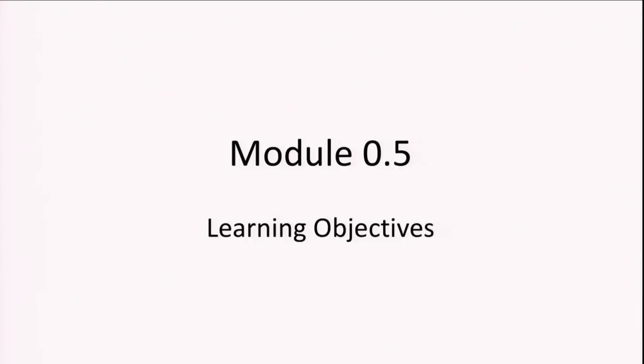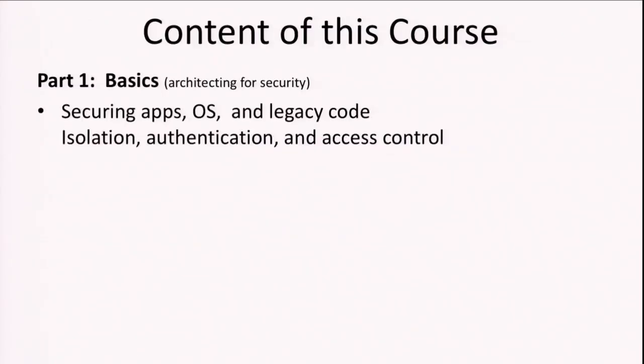So now we are on to the last module of this lecture, module 0.5, and here we are just going to discuss the learning objectives of this course. In this course, we have 5 parts. The first 3 parts we are going to cover in quite a bit of depth, and the last 2 parts we are going to touch on towards the end of the course.